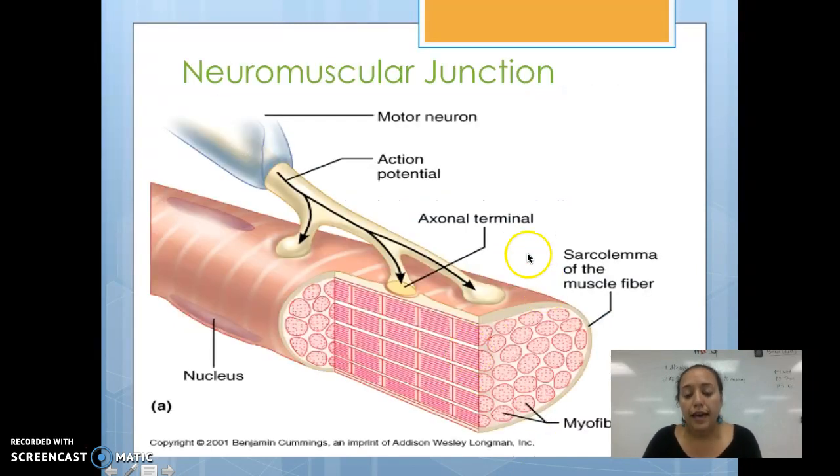So again, we're here. The action potential has come down from the brain, so you're like, move my arm, right? Or the spinal cord, and it's come down, and now it's here. Now we're zooming into the neuromuscular junction, which is where your axon terminal meets the sarcolemma of the muscle fiber, and we're going to look right here.